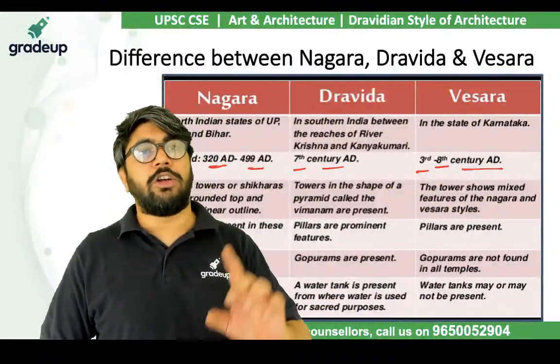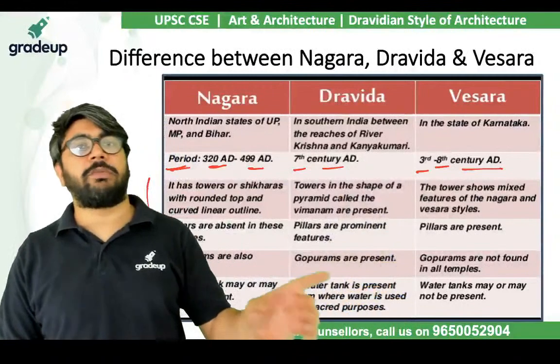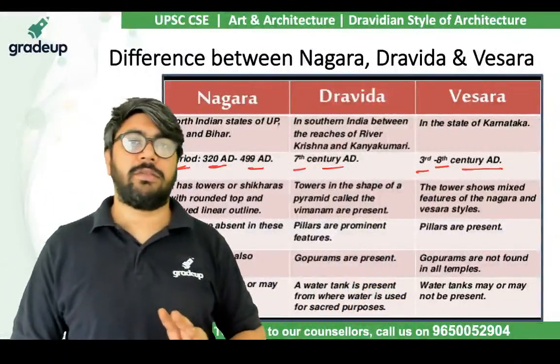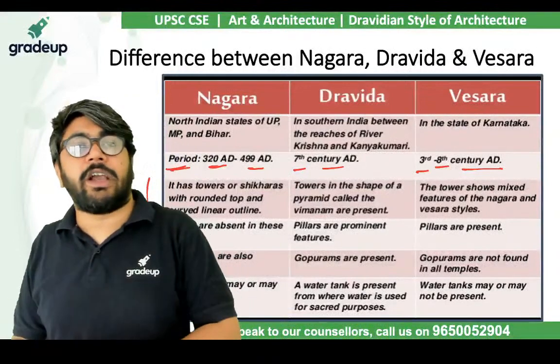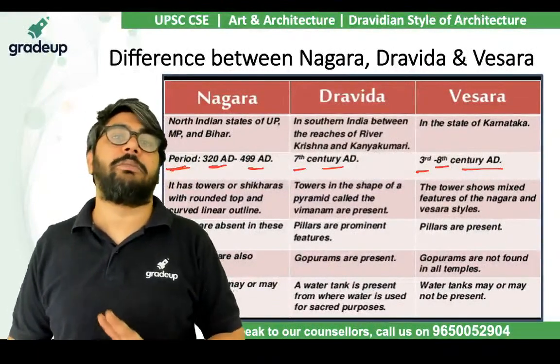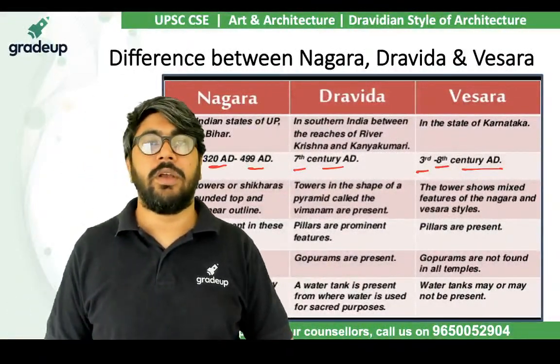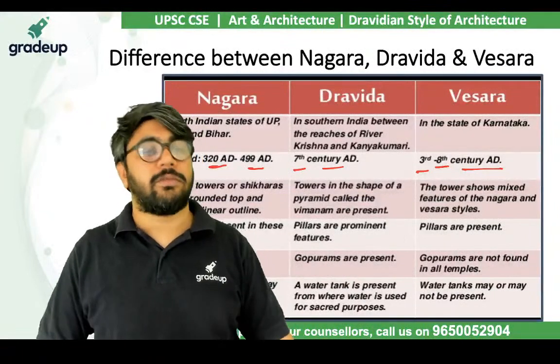नाउ गोपुरम्स आर आल्सो एब्सेंट इन नगार स्टाइल ऑफ आर्किटेक्चर, जबकि गोपुरम्स यहां पर प्रेजेंट है द्रविड में. विसारा में क्या है, कॉम्बिनेशन है, तो कहीं ना कहीं पर प्रेजेंट है, कहीं पर नहीं है. सो दे आर नॉट फाउंड इन ऑल द टेम्पल्स, ओके. जबकि द्रविड में गोपुरम्स हर जगह हैं.